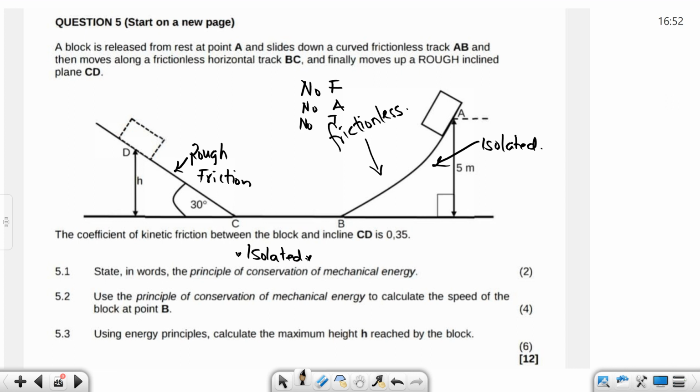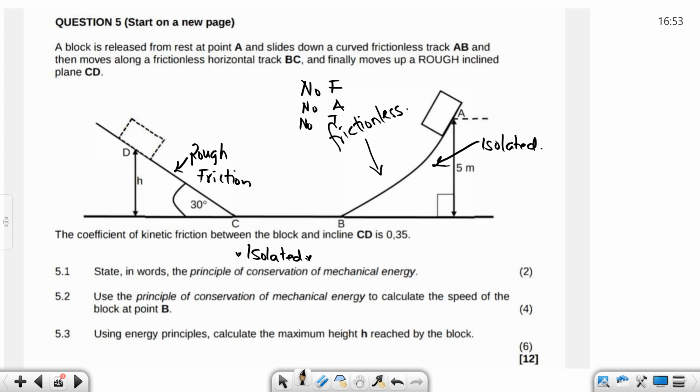Those are laws that you should be rejoicing when you see them. All the conservation laws, make sure you put the word what? Isolated. And whatever you are trying to define is conserved. What is the law of conservation of linear momentum? In an isolated system, the total linear momentum is conserved.